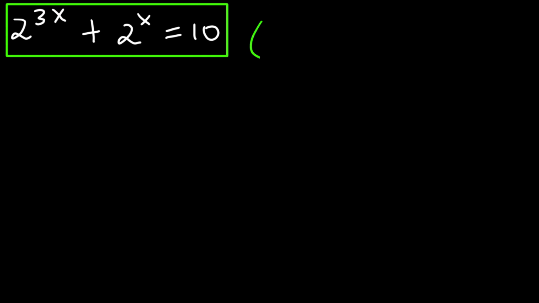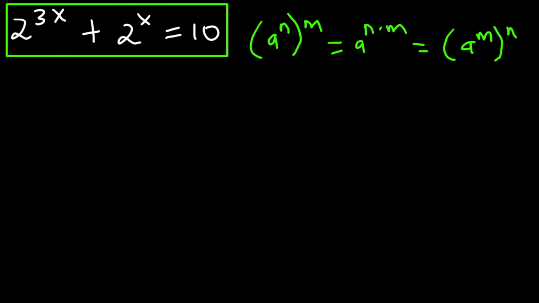Whenever you have, let's say, a raised to the power of n and then to the power of m, this is the same as a raised to the power of n times m, and it is also equal to a raised to the power of m and then to the power of n. So you exchange the exponents. Therefore, we shall express 2 raised to the power of 3x in the same way.